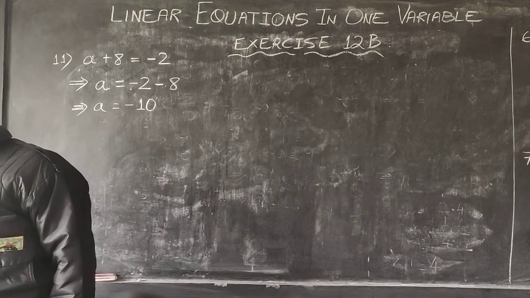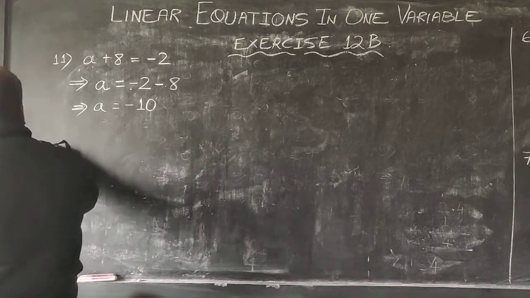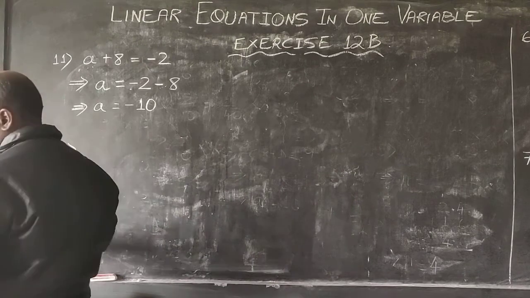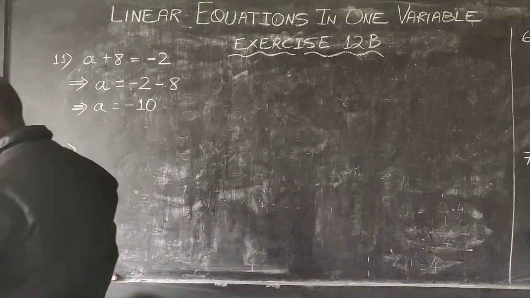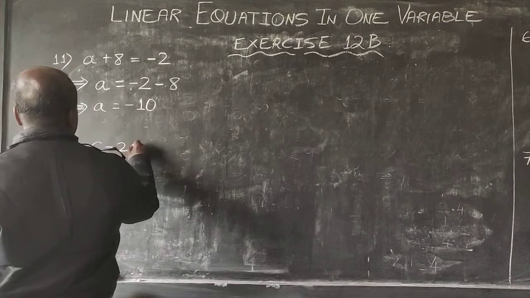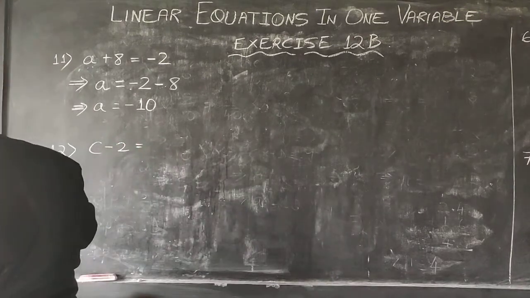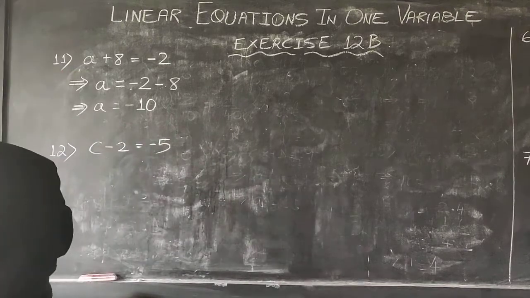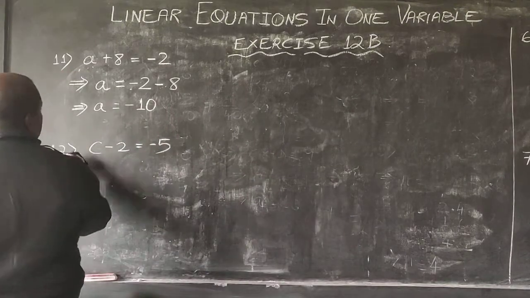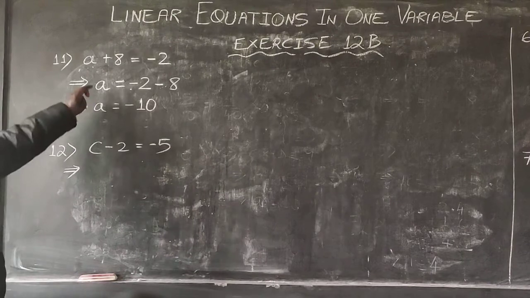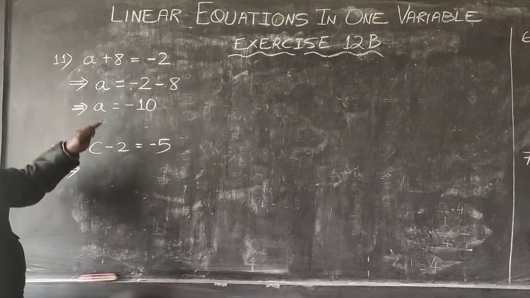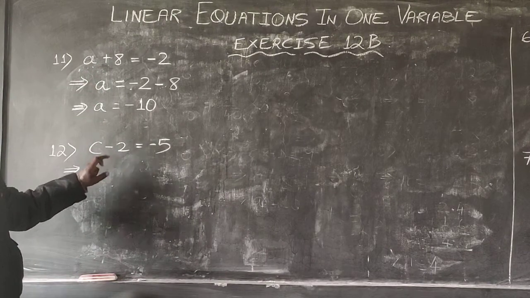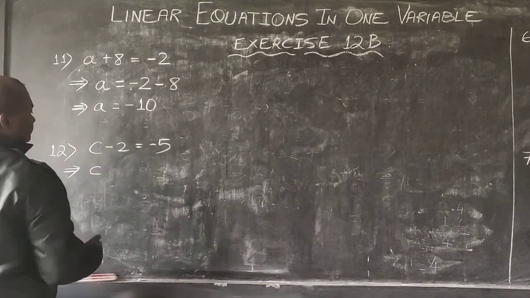Next number, question number 12. Question number 12, we have c minus 2 equals minus 5. Same like this. Only that instead of a plus number, we have a minus number. Rule is the same.